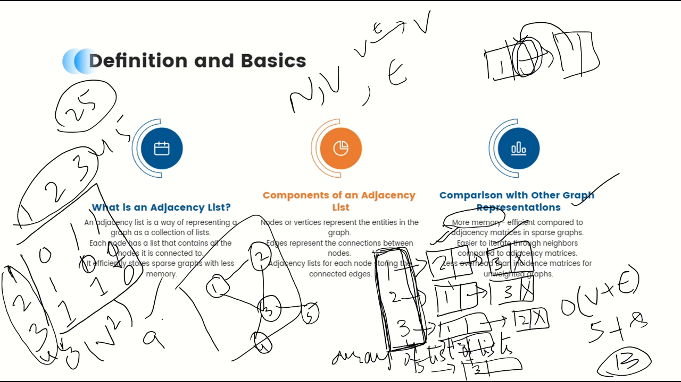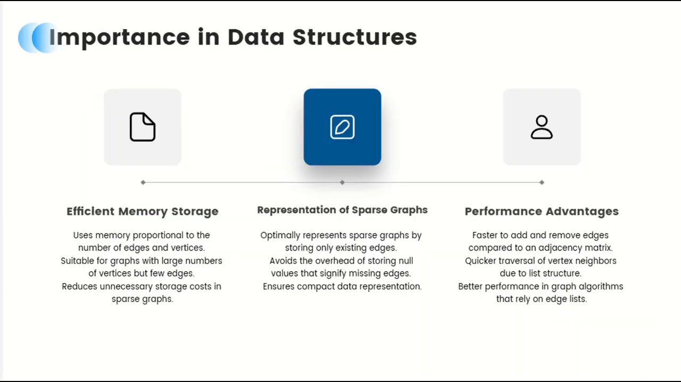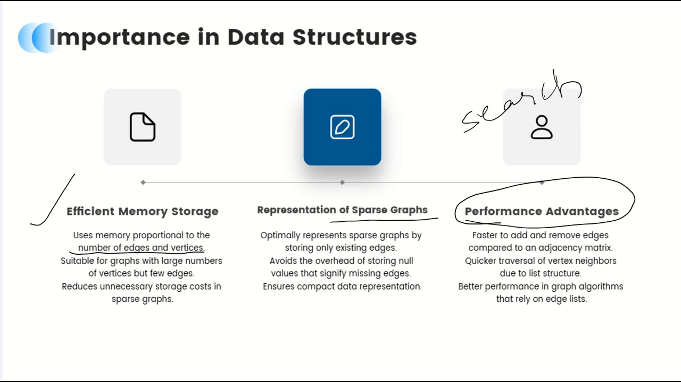So we have gone from adjacency matrix to adjacency list. Now let us understand the importance that adjacency list has in data structures. As we already discussed, it has efficient memory storage compared to adjacency matrix because the number of adjacent vertices stored is comparatively less. It can also be used with a large number of vertices. It is best for representation of sparse graphs, and it also has performance advantages because searching can be easy if the space it takes to store the graph is less. It gives better performance in graph algorithms that rely on edge lists.